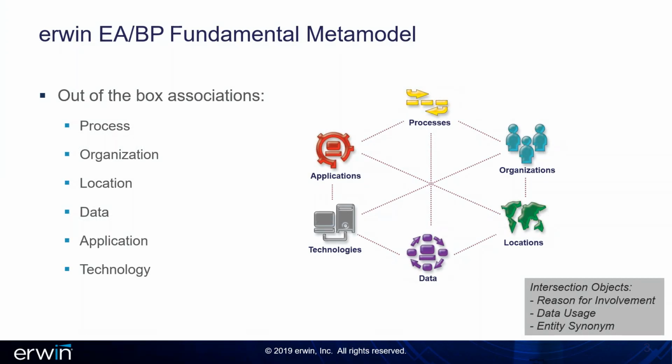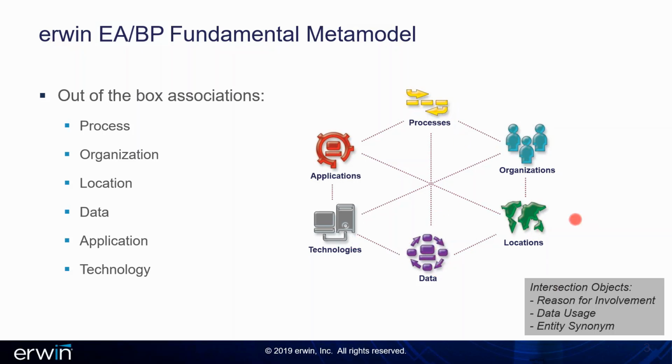There are some out-of-the-box associations that exist, and these are what we commonly refer to as POLDAT. So POLDAT stands for Process, Organization, Location, Data, Application, and Technology. You can see these are the elements right here on the left. And all of these can be related to one another. So a process can be associated to an application, to an organization, location. Data can be associated to a process or to any of these other elements.